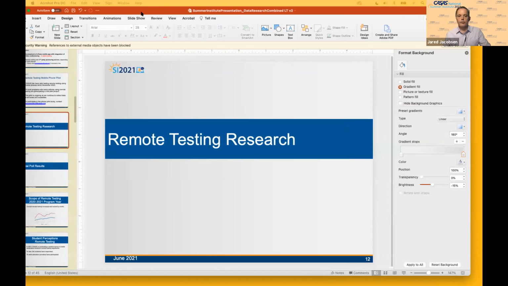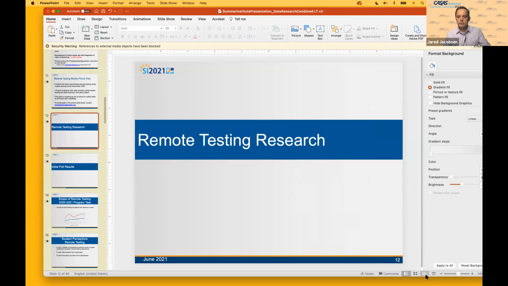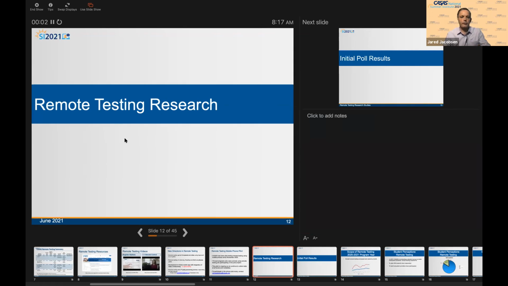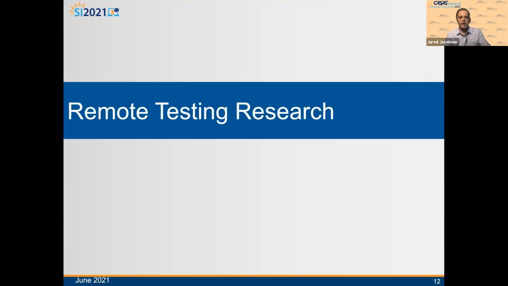So let's get into discussing the results of our study. I want to say preliminary results, because this is ongoing, and we're just getting into seeing what students' perceptions are and what results we're seeing from remote testing, since it is a very new process over the last year to year and several months.